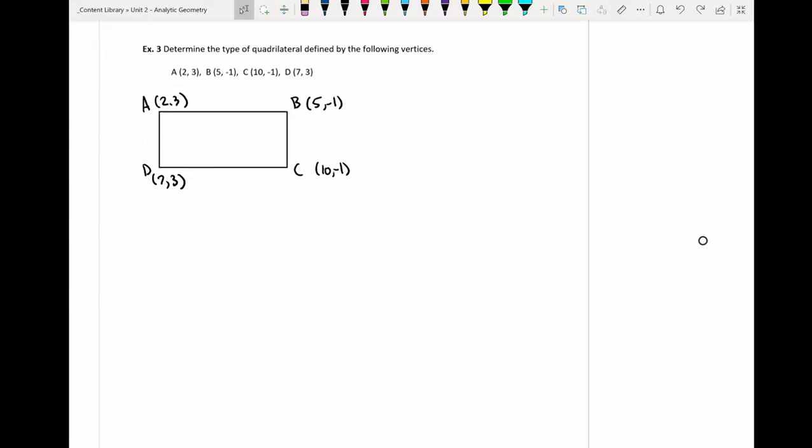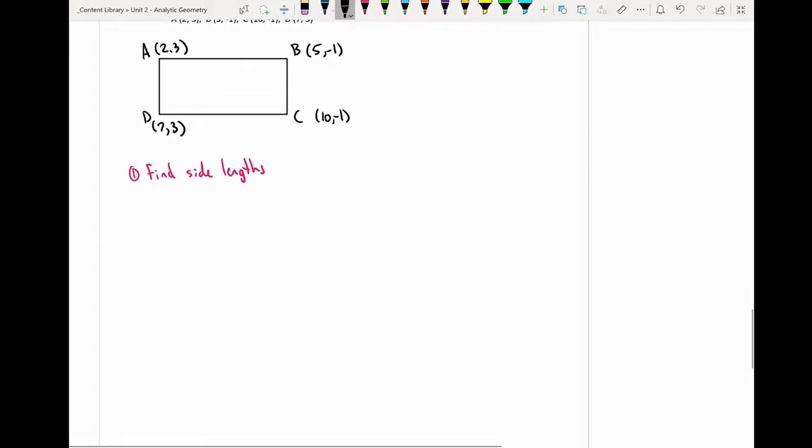But to determine the type of quadrilateral, what we want to do first is find the side lengths. Because if we find the side lengths, that's a good place to start to determine what type of quadrilateral it is. So let me write down our side length formula again: the square root of (x2 minus x1) squared plus (y2 minus y1) squared.